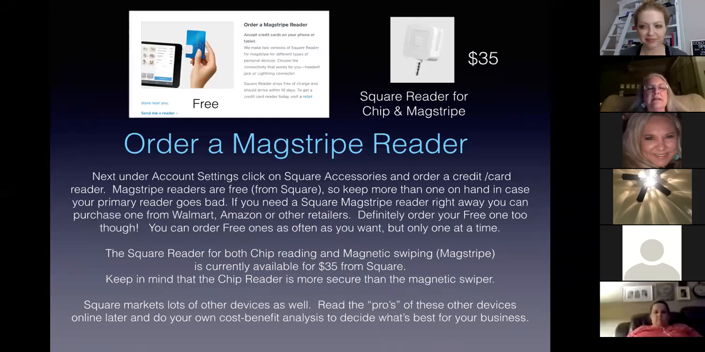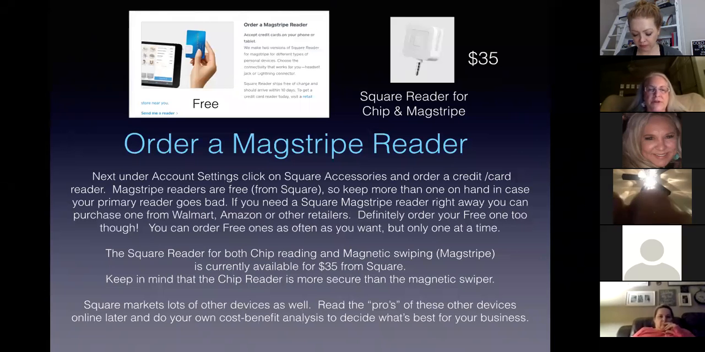Yeah, and sure. Square markets lots of other devices as well. I think what's important is that you read the pros of these other devices. The chip reader is definitely more secure than the magnetic swiper. This is just the next step up. The $35 is just the next step up from the magnetic stripe reader because it includes a chip as well. But you can spend $400 on a Square register. It's important for you to read the pros of all the devices that Square offers, and you can do that online and do your own cost-benefit analysis to decide what's best for you and your business and the type of events that you work.